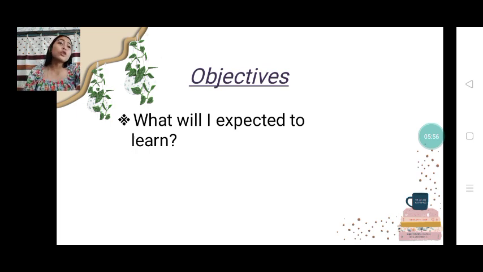Not only in lesson planning but throughout your discussion, you have to keep these objectives in mind, which cover the three domains of objectives: the affective, the cognitive, and the psychomotor. These three objectives must be attained at the end of the discussion, at the end of your class. What is your expected outcome?